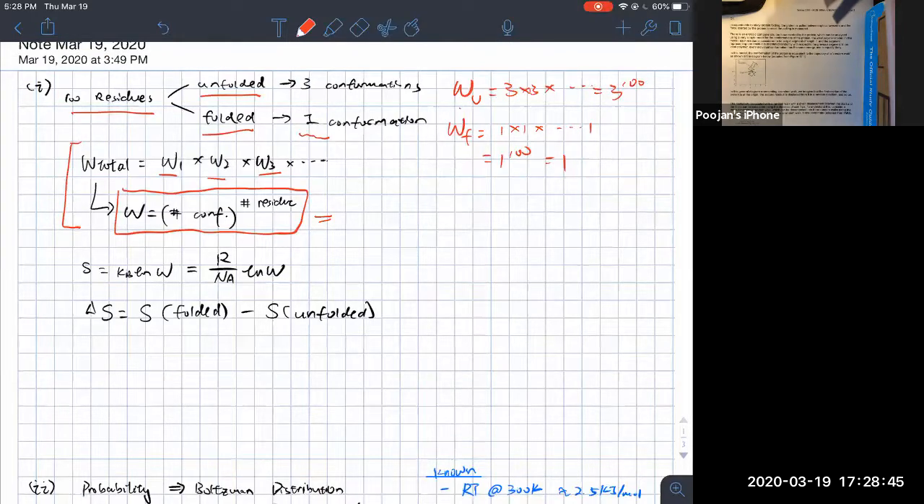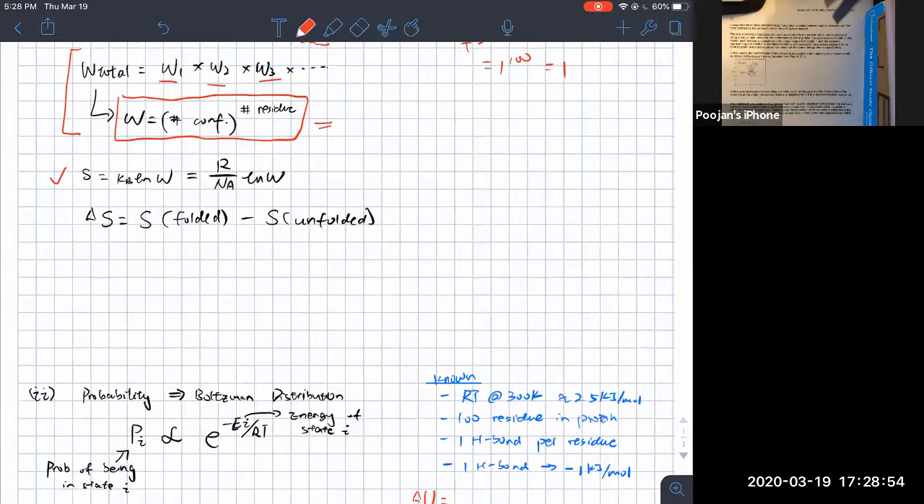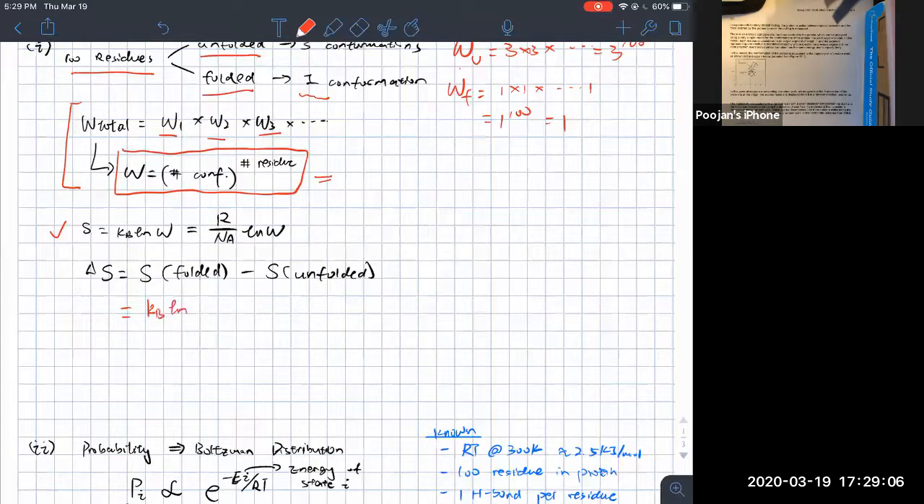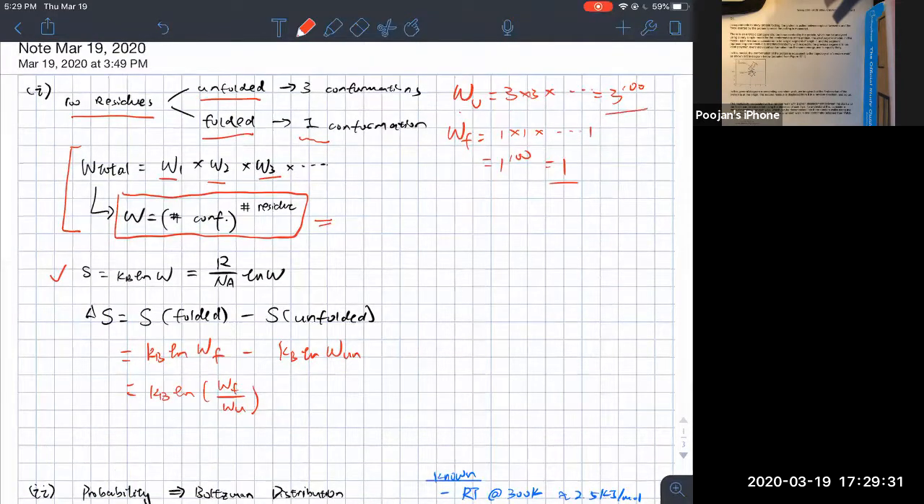We can plug them into the entropy equation, the one right here. We're given in the problem that delta S equals S folded minus S unfolded. So it would just be k_B natural log of the multiplicity of the folded state minus k_B natural log of the multiplicity of the unfolded state. Then we plug in the numbers, which gives 1 over 3 to the 100th power.